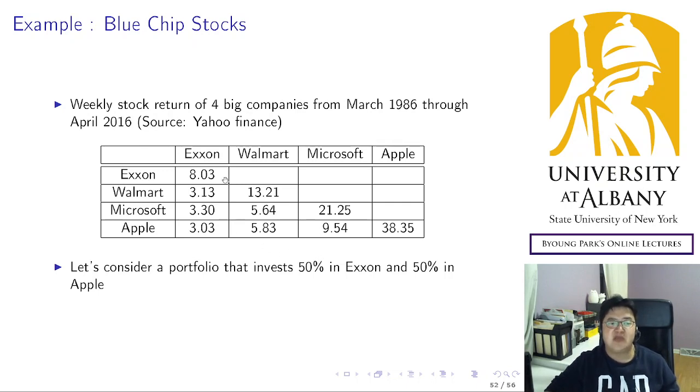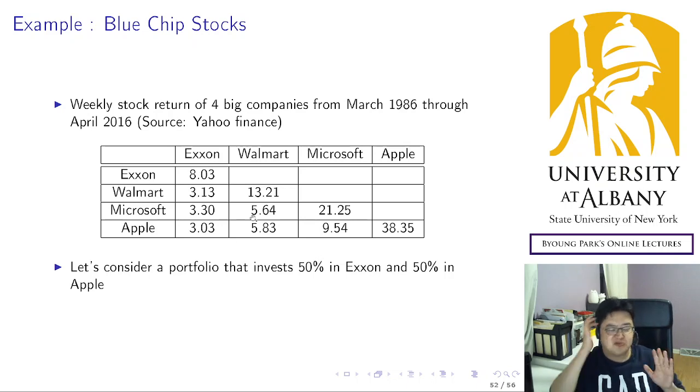I took it from Yahoo Finance, real data again, and I chose four companies. So maybe the companies that have been one of the best in their own period. So in the past, maybe in the 80s, right after the oil shock, Exxon was the best. Maybe it was the biggest company with the biggest market capitalization, I think. And then Walmart took the top in the 90s, and then Microsoft and Apple, right?